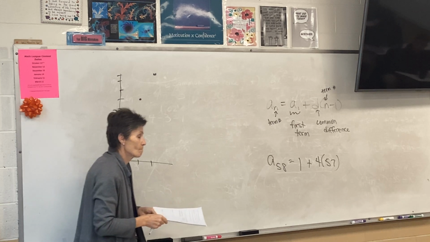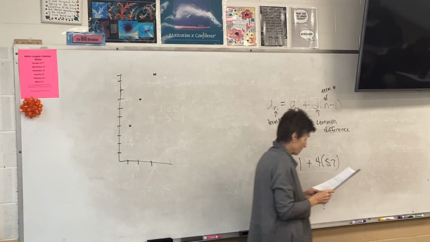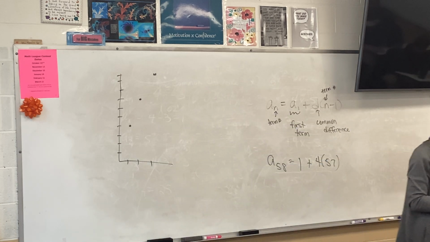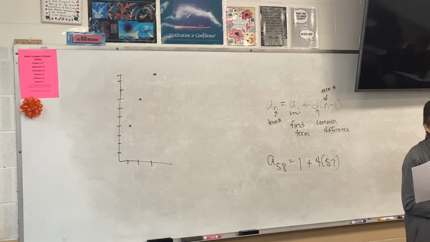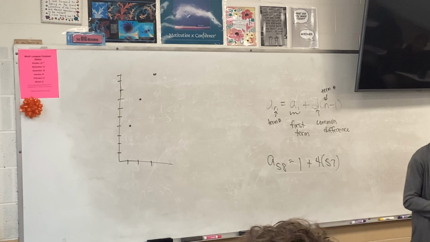Example 2. Determine if the sequence could be arithmetic. If yes, identify the common difference. All right, let's look at A. How might you tell if it was arithmetic or not? You think, Kellen? Do the first three numbers. So he says do the first three numbers.